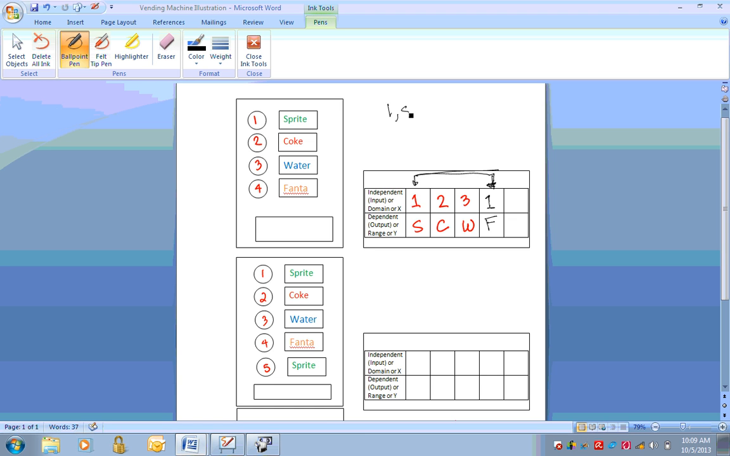I pressed 1, I got Sprite. I pressed 2, I got Coke. I pressed 3, I got water. And I pressed 1 again because maybe I wanted Sprite. And look what came out. Fanta. So now look at this. I have 2 different y values for one x input. Therefore, this becomes a not functioning machine, because now it's not reliable. Sometimes it'll give me Sprite, sometimes it'll give me Fanta.